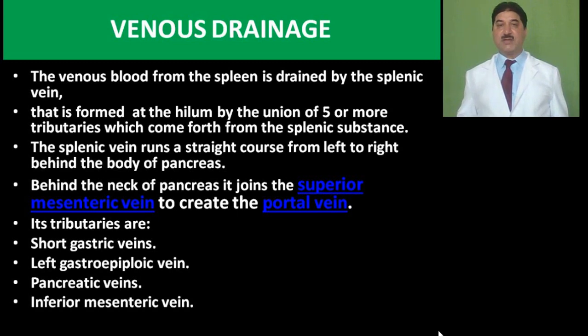In sonographic anatomy, we say pancreas drives over splenic vein. Behind the neck of the pancreas, it joins superior mesenteric vein to form portal vein. Its tributaries are short gastric veins, left gastroepiploic vein, pancreatic veins, and inferior mesenteric vein.